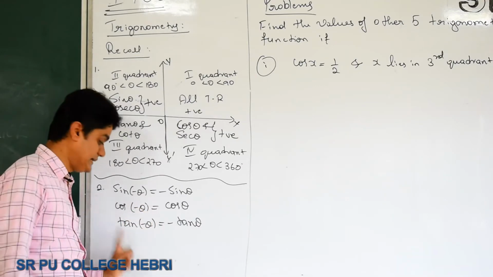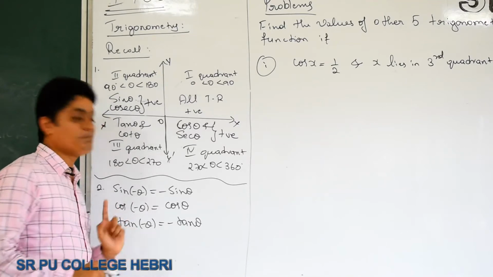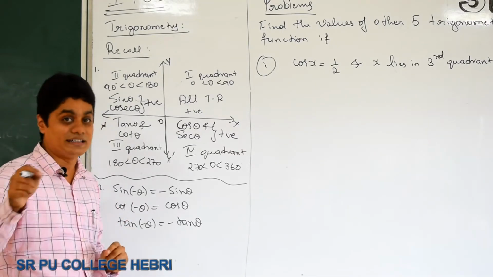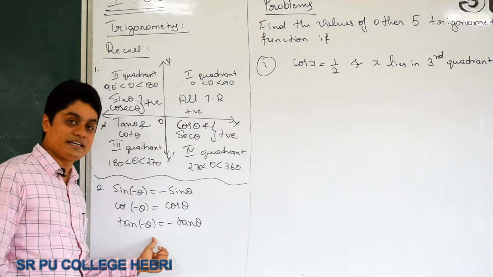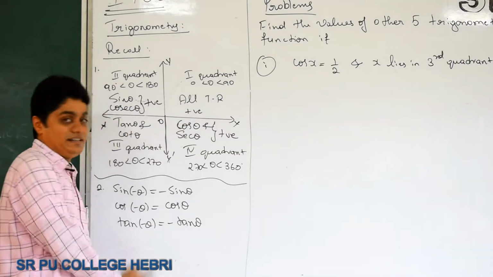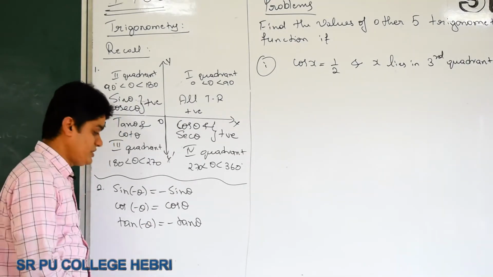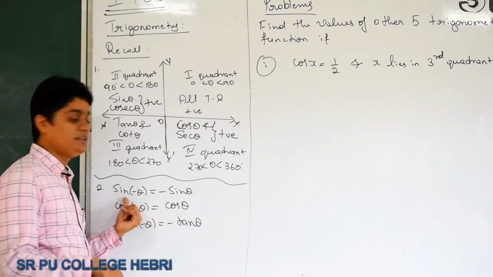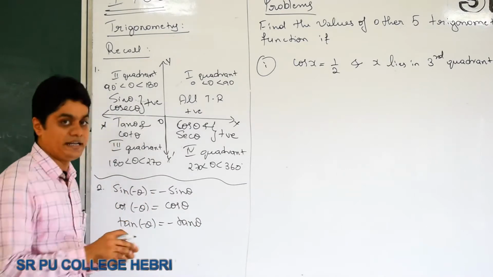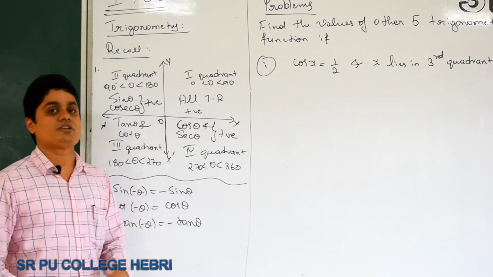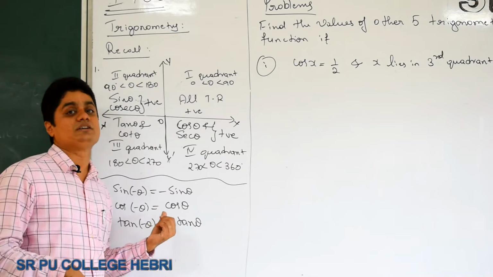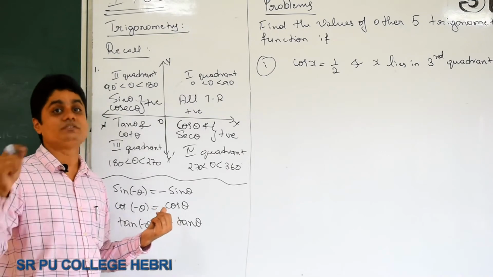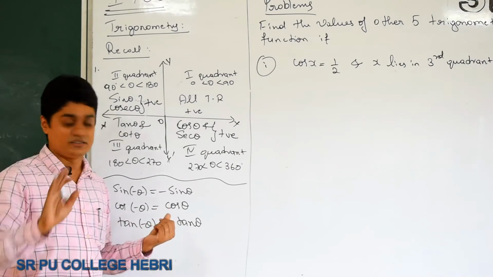Please remember that. Third one, tan of minus theta. Tan of minus theta is minus tan theta. I didn't write the remaining three because they just follow these three. Which trigonometric ratio is related to sine? Cosecant. So from cosecant, the minus sign will come out. Which trigonometric ratio is related to cos? Secant. So from secant, the minus sign does not come out.